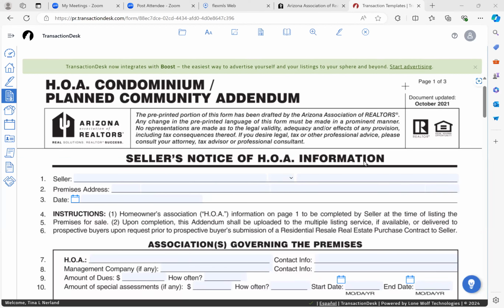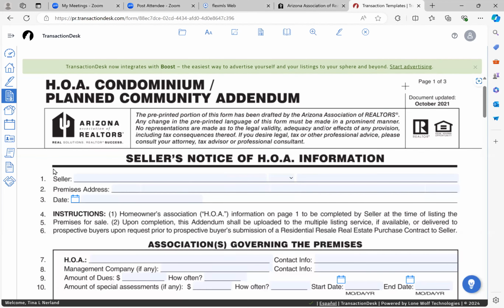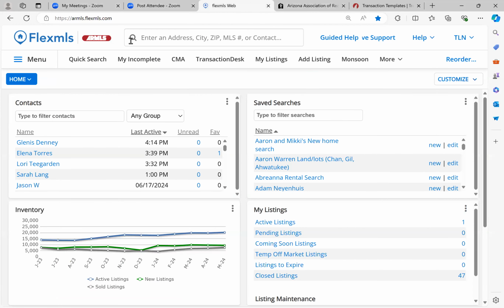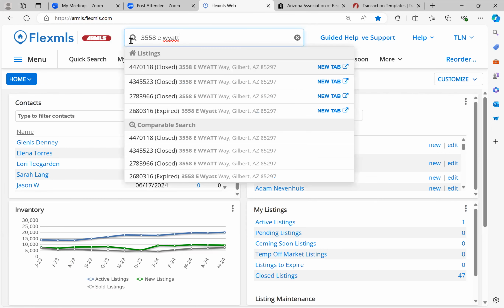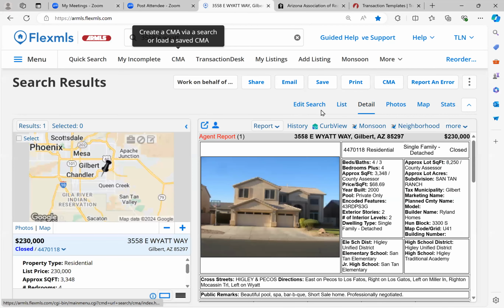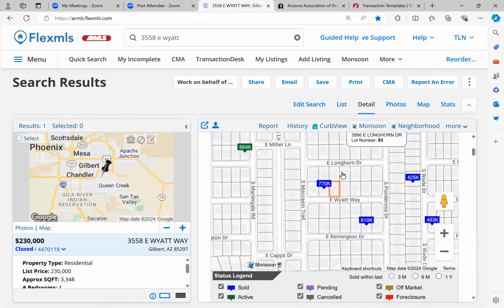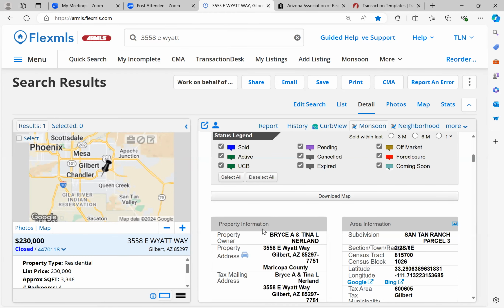The seller's notice of the HOA information. Of course, the seller's name is going to be the names that are in the MLS or the tax records. So for example, let's go back here. And this is also a form that you do not fill out. The seller fills out. You can put in their information though, as far as who they are. You come here and this is going to be what's listed on the forms.